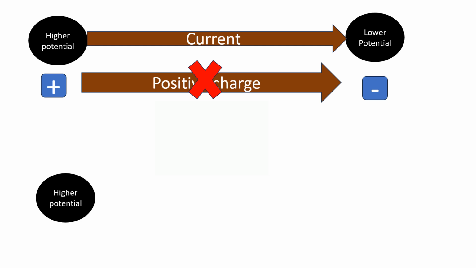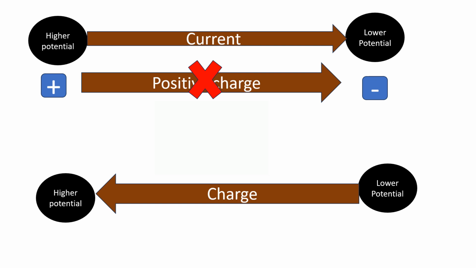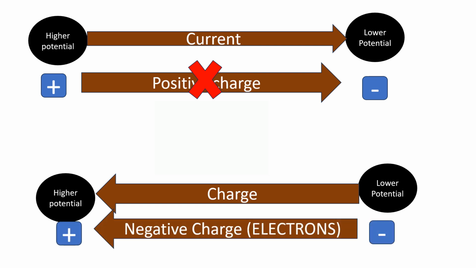On the contrary, if there are two bodies, one at higher potential and one at lower potential, the electrons, that is the negative charge, flow from lower potential to higher potential. And who are the negative charge? They are the electrons.